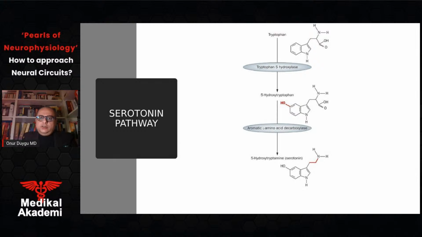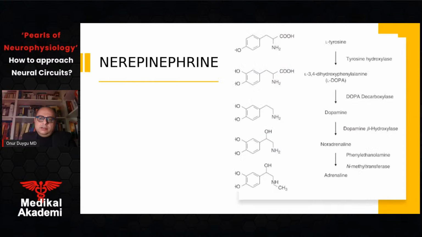Here is the serotonin pathway for serotonin biosynthesis. As we know, the precursor here is tryptophan, an amino acid precursor. It's hydroxylated to 5-hydroxytryptophan by tryptophan 5-hydroxylase, and in order to build up 5-hydroxytryptamine, the other name for serotonin, by the enzymatic reaction catalyzed by aromatic L-amino acid decarboxylase.